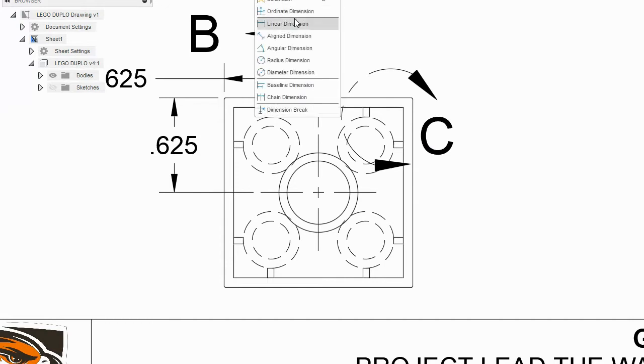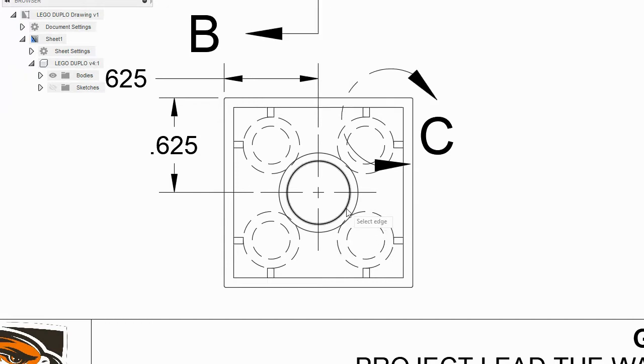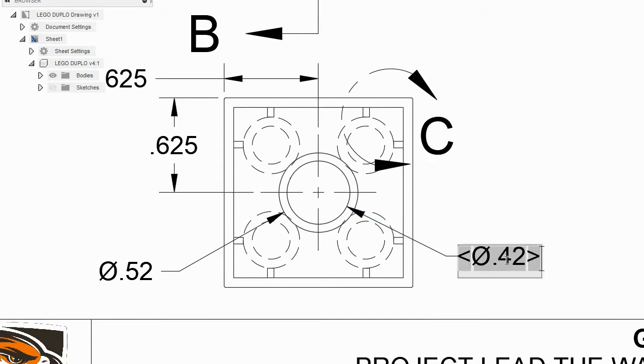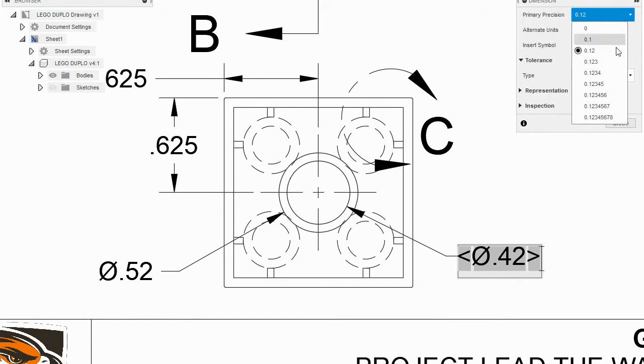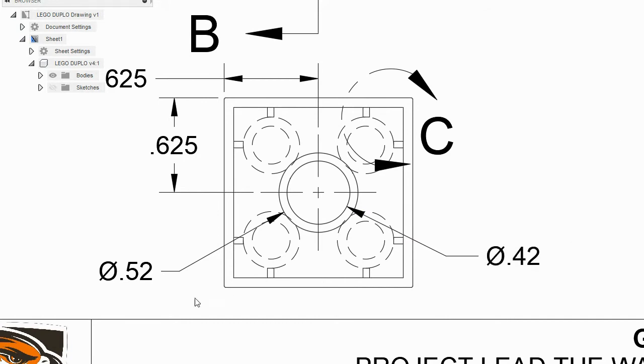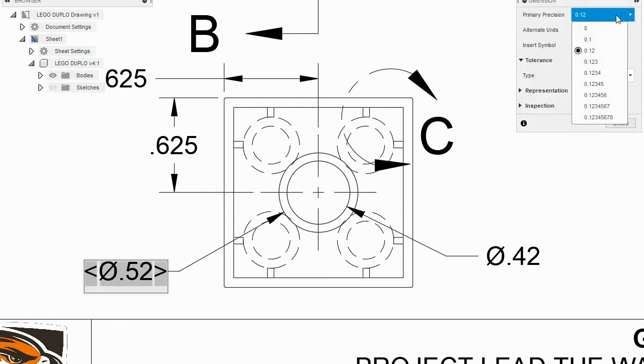Underneath dimension, select diameter dimension, select the inside or outside circle. In this case, I'll select the inside and drag it out. I'll also select the outside. I'll drag it out over here. Select escape, double click on my dimension, and check the precision. I'm going to stay with 2. Close. Double click. Check the precision. I'm going to stay with 3.